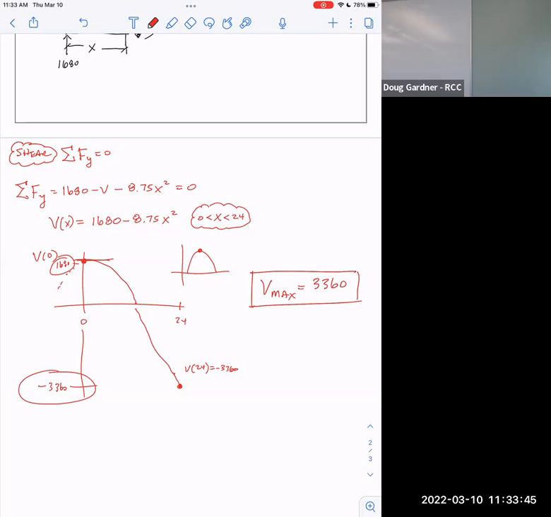So again, it's not obvious, because 1680 is still the maximum if you actually count these as positives and negatives, because negative 300 or negative 3000 is not a big number. It's a tiny number. Remember, there's no such thing as negative numbers. Negative numbers are just directional. This is basically 3360 down instead of 3360 up, so to speak, but it's still causing shear.